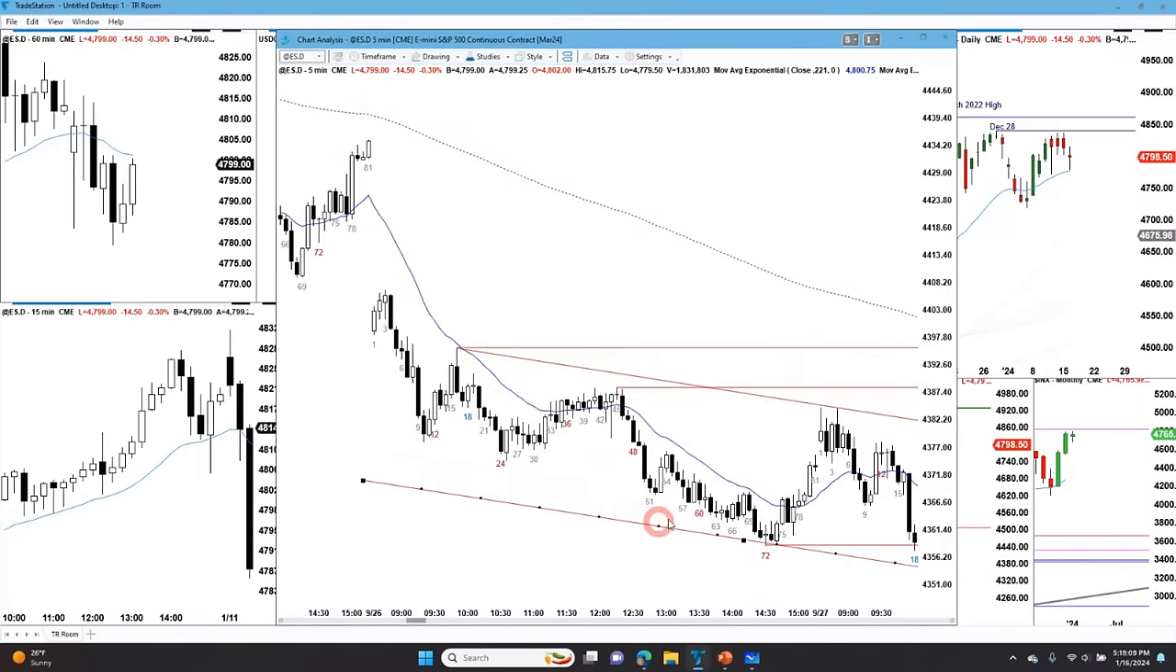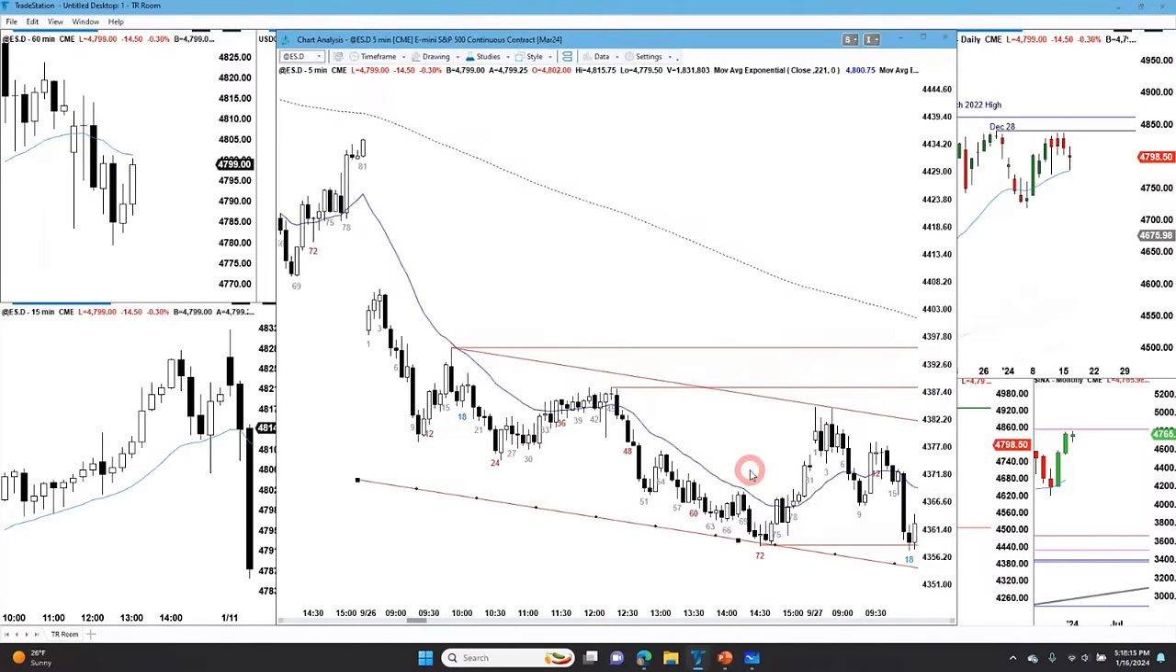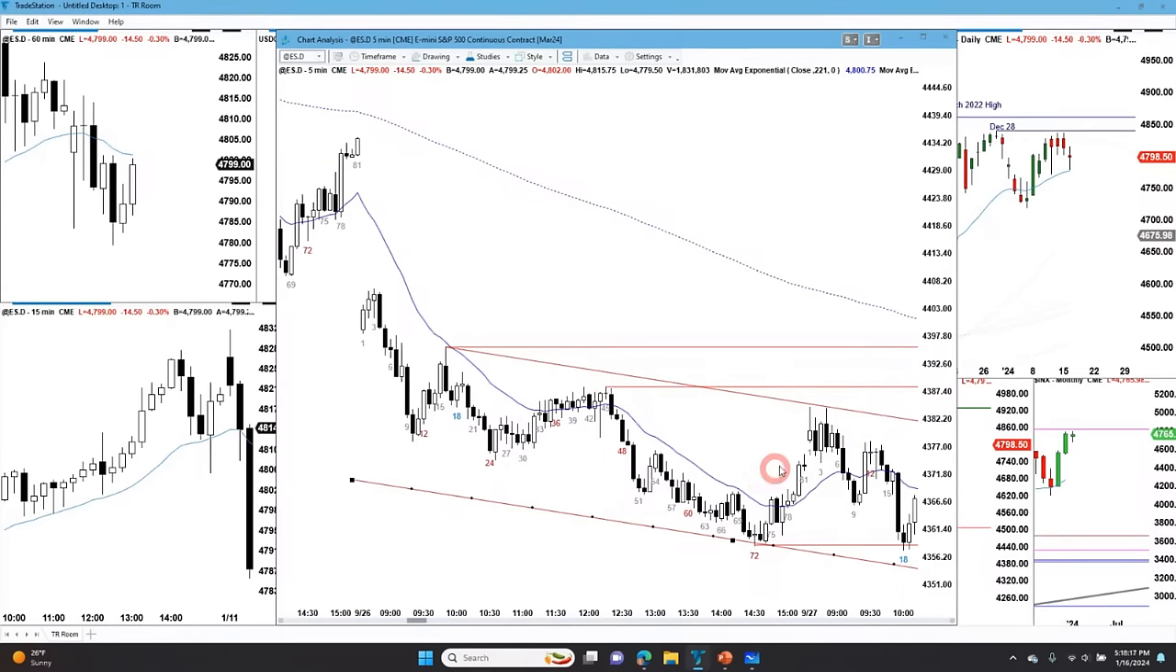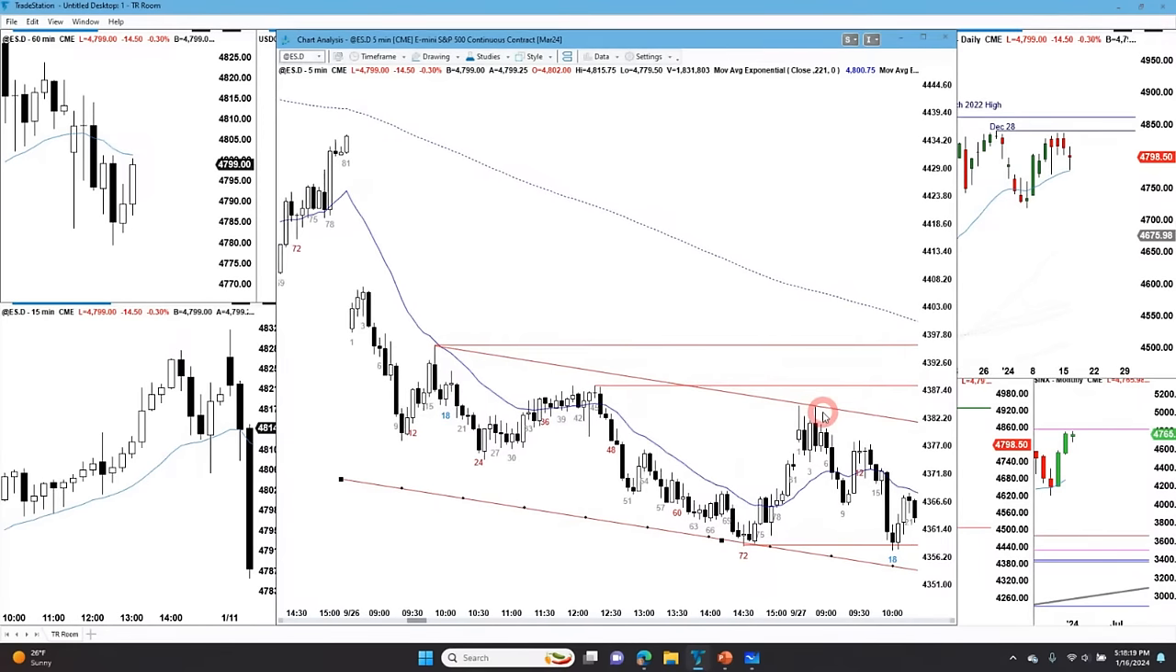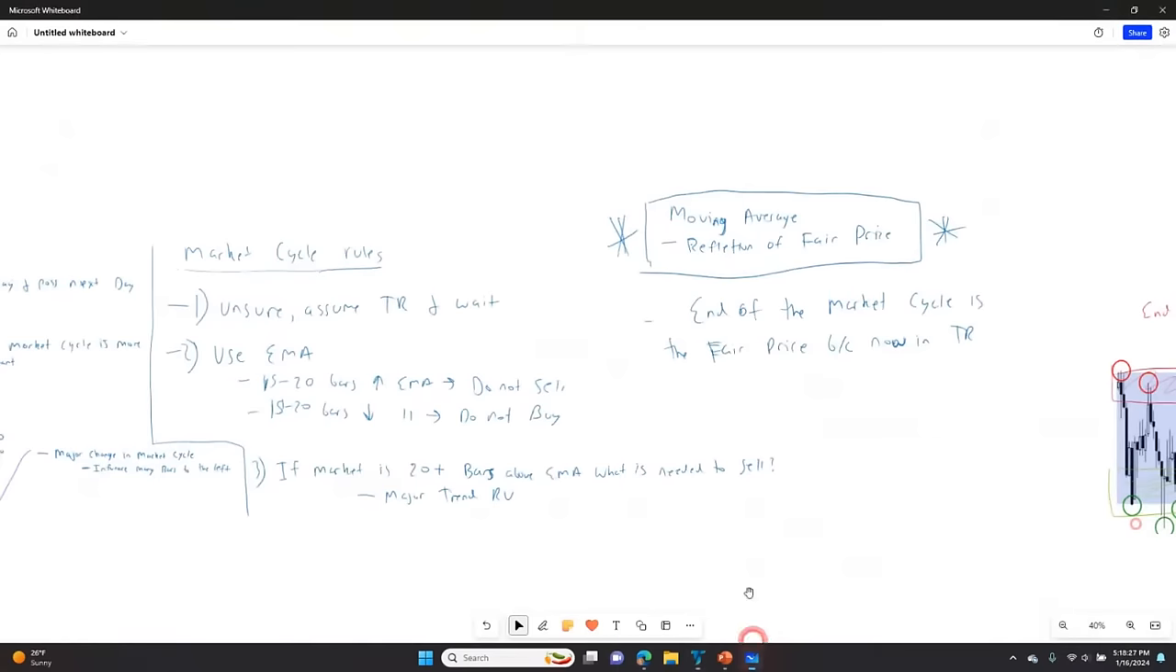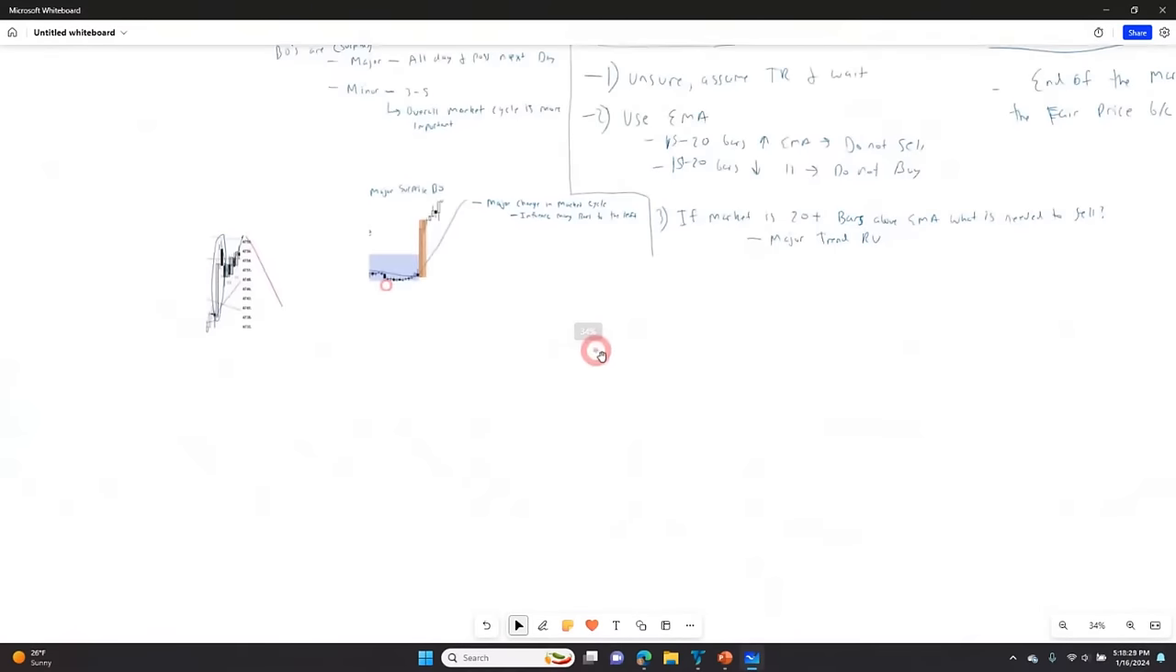Two things are going to happen. We're going to break out of the channel and get a large measured move, or we're going to test the top, test the prior lower highs, and create a trading range. And that leads me to another discussion. So I want to talk about something for a minute.